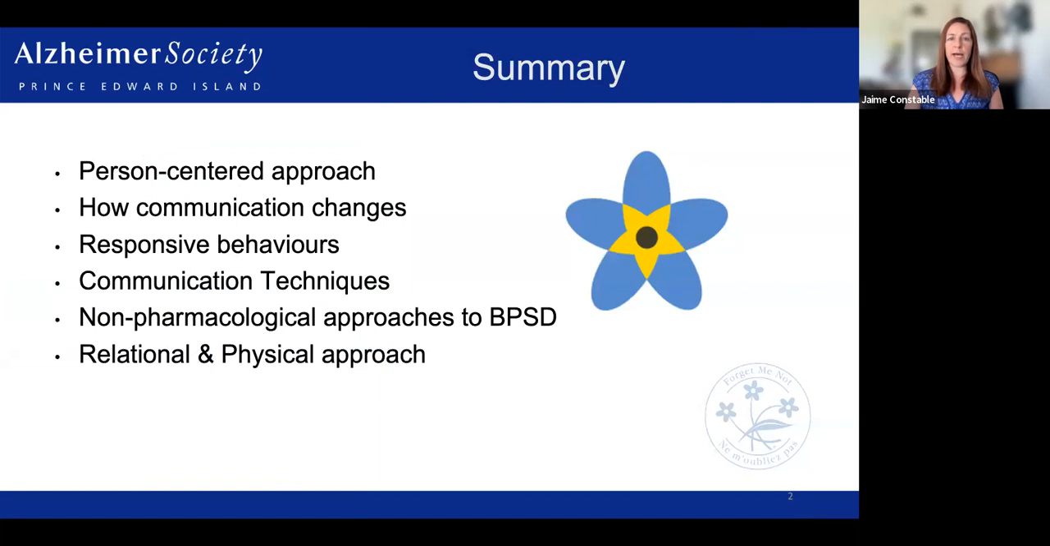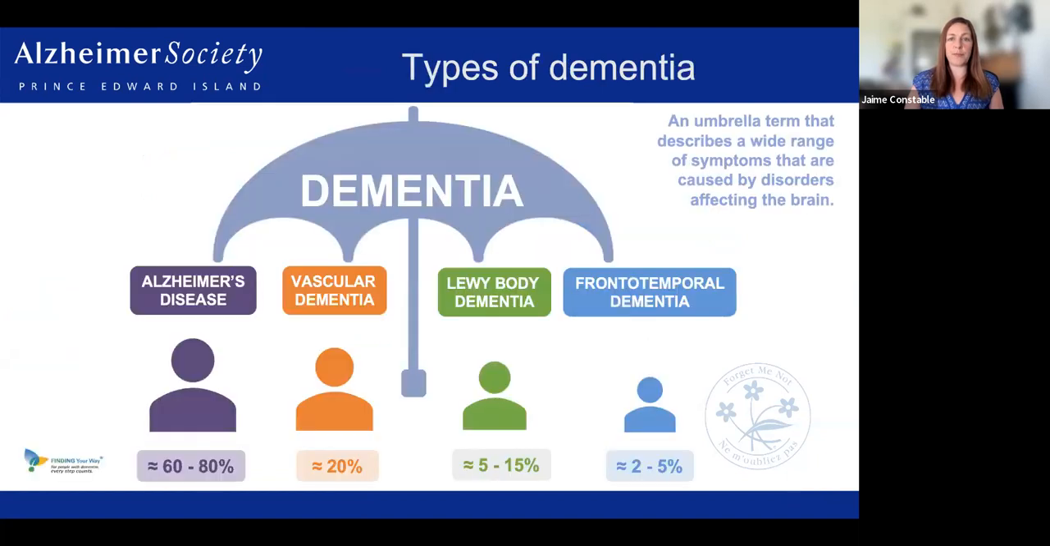Today we're going to look at a person-centered approach to talking about behavioral and psychological symptoms. We'll look at how communication changes and talk about some specific responsive behaviors. And then I really want to focus most of the presentation around different techniques for communication and approach, non-pharmacological approaches to behavioral and psychological symptoms, and relational and physical approaches as well.